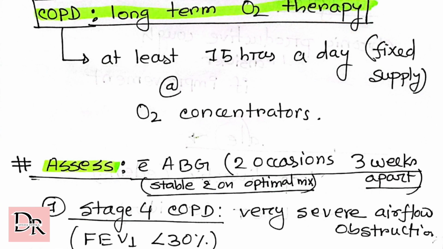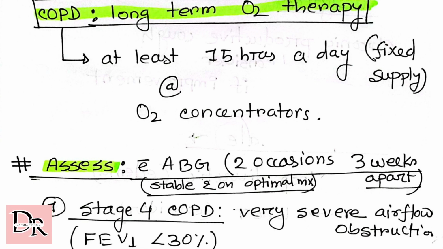Now we'll talk about long-term oxygen therapy. When we can provide long-term oxygen therapy, what patient we need to assess, how we'll assess, and when we'll not offer long-term oxygen therapy, and there is some risk assessment before long-term oxygen therapy. So how long will we provide long-term oxygen therapy? Every day we need to introduce at least 15 hours a day. Okay, fixed supply, at least 15 hours a day through an oxygen concentrator.